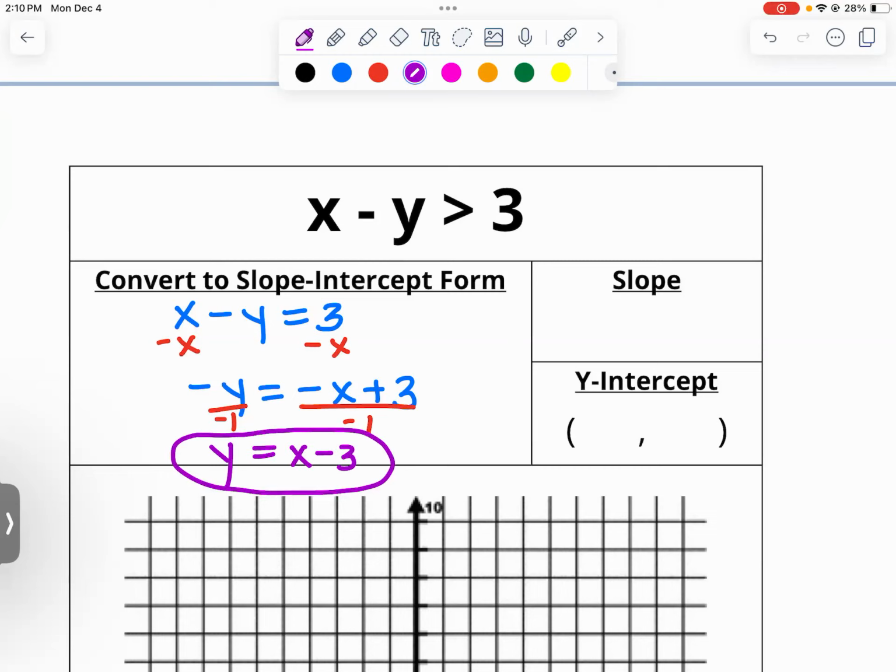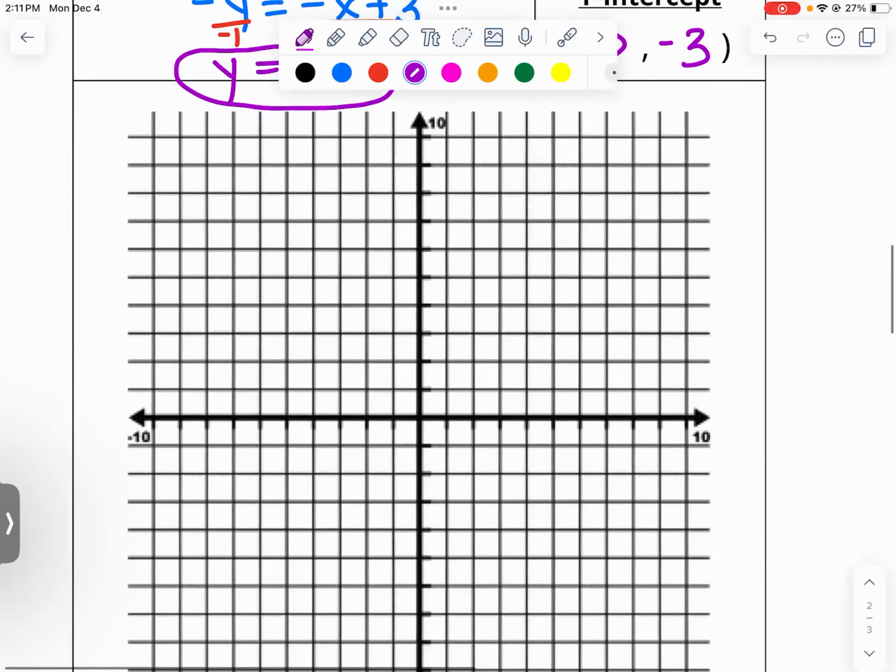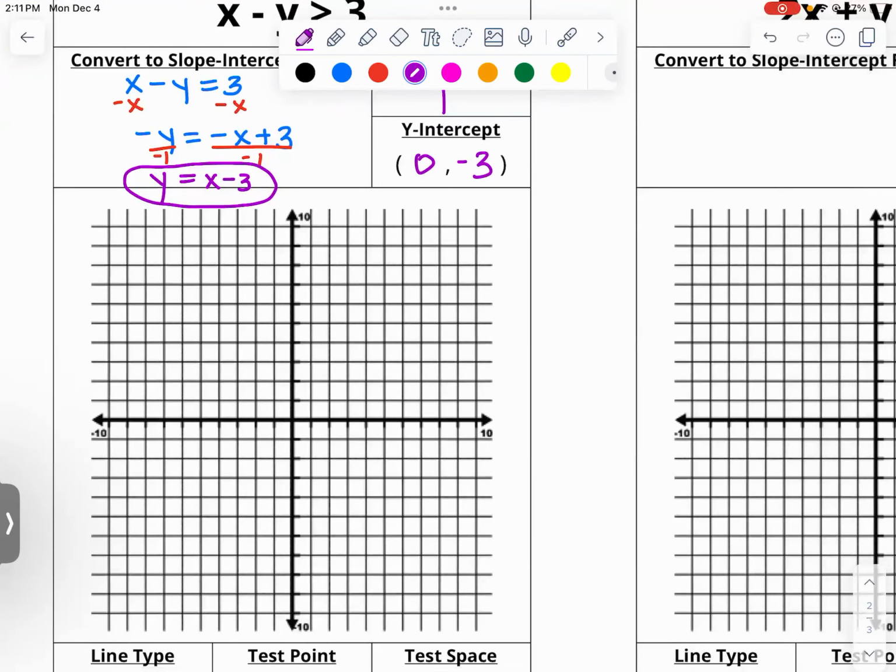Noah, what's our slope? Gabe, how does he know that his slope is 1? Because x is by itself, the coefficient in front of x is 1. Henry, what's our y-intercept? Yeah, negative 3. So I'm going to go to 0, negative 3, and we have a slope of positive 1, right?